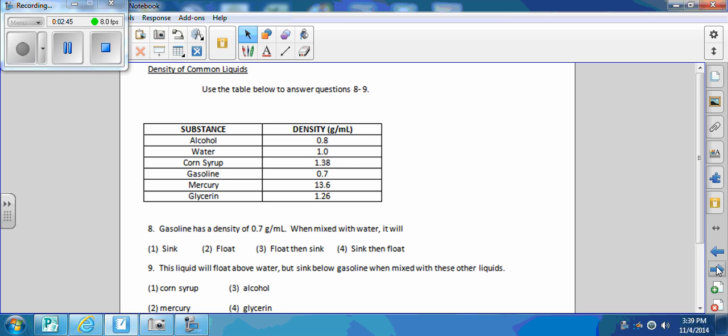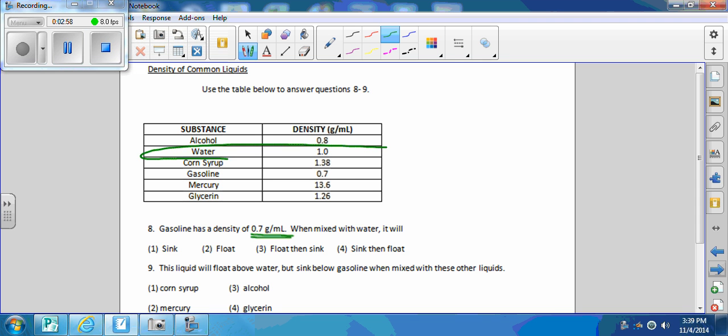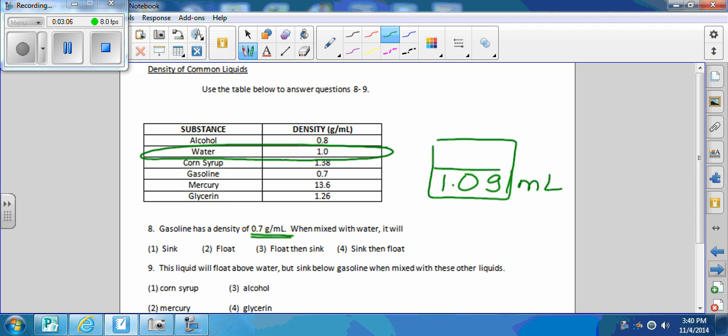Okay, next question. Density of common liquids. Use the table below to answer questions 8 through 9. Gasoline has a density of 0.7 grams per milliliter. What will happen when it's mixed with water? Well, you know the density of water is 1. So when water is in the cup and you add gasoline, will it sink or will it float?